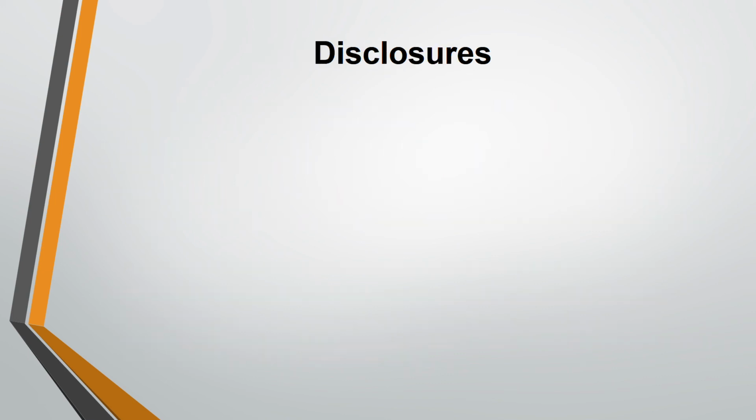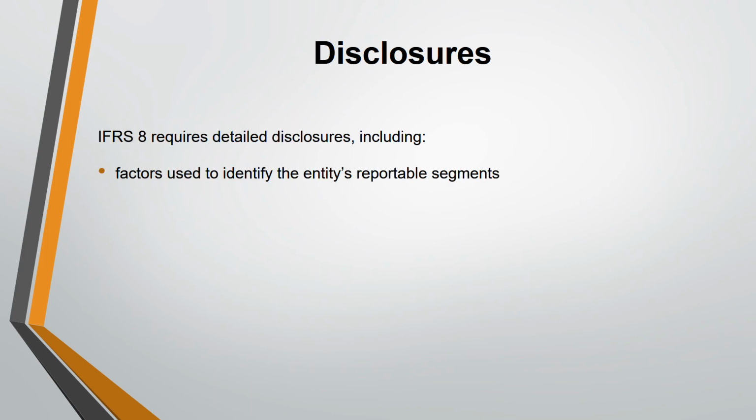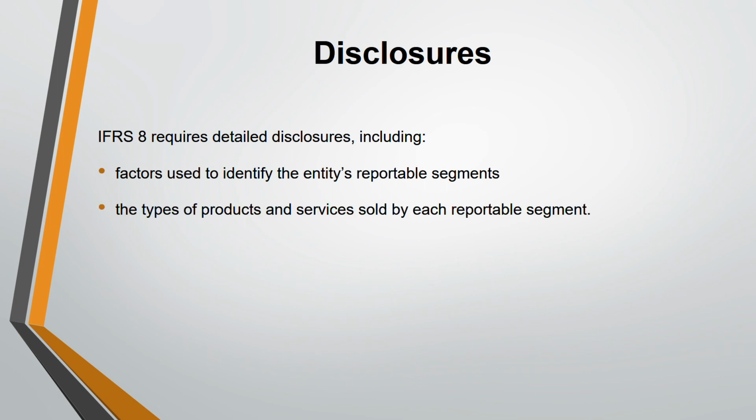Disclosure. Finally, the disclosure related to IFRS 8. Number one, what are the factors that you use to identify whether the entity is a reportable segment or not? You have to disclose. Second is, what is the type of products and services that are sold by each reportable segment? Because every segment sells different products and services. The type is different, so you need to disclose so that you can compare easily.